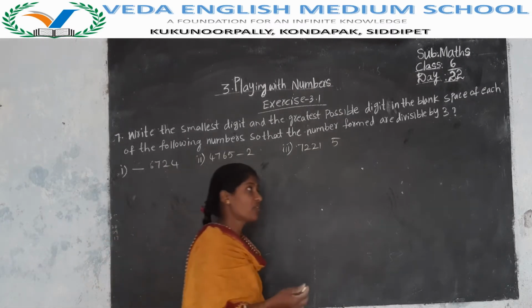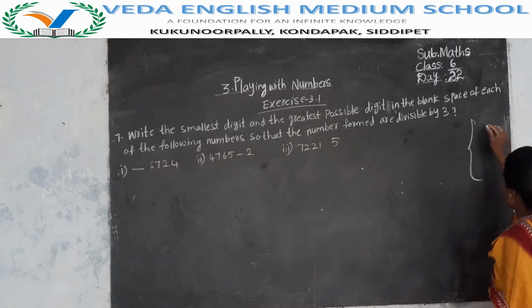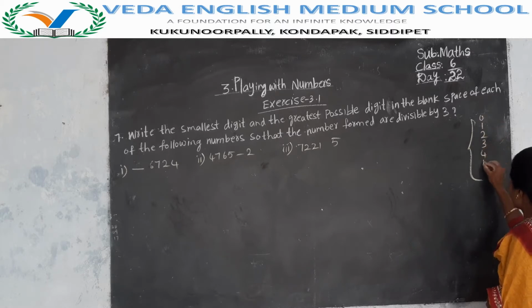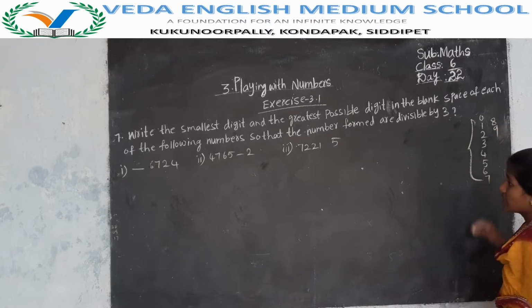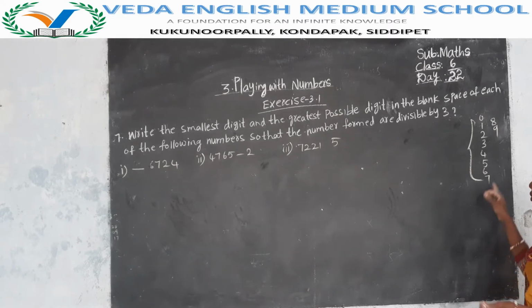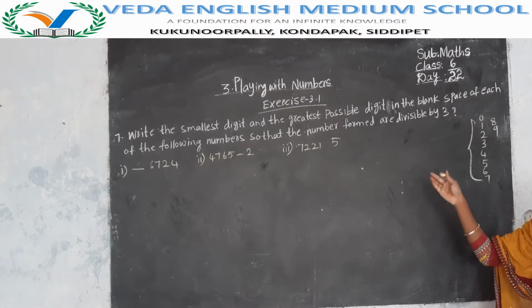First of all, we have to know what the smallest possible digits and the greatest possible digits are. Digits start from 0 onwards: 0, 1, 2, 3, 4, 5, 6, 7, 8, 9. These are the smallest and the greatest possible digits. Out of these 10 digits we have to find which digit to write in the given space.